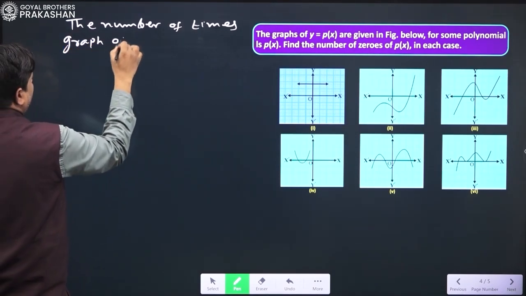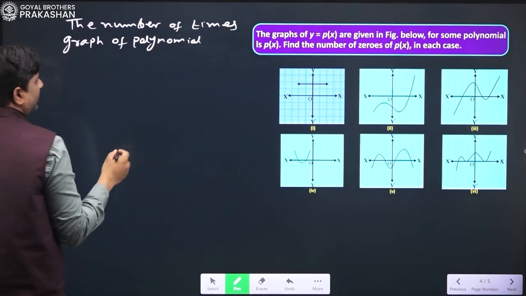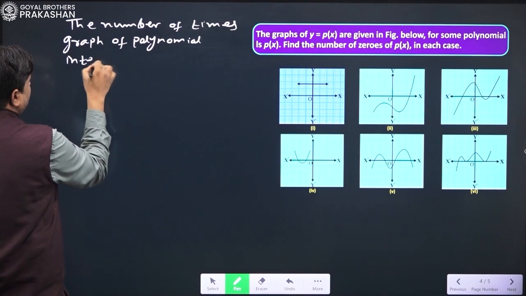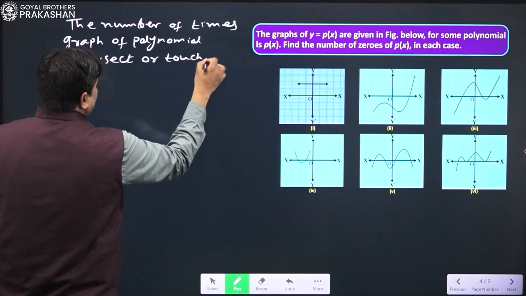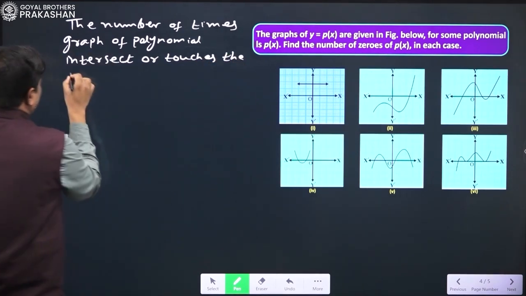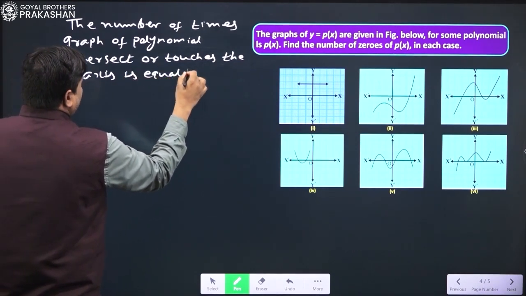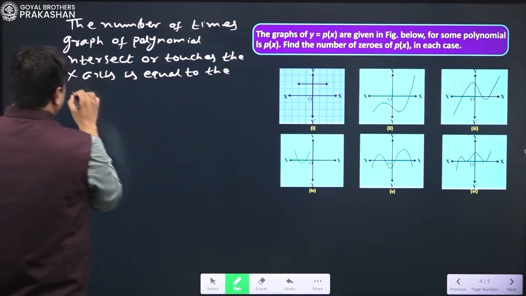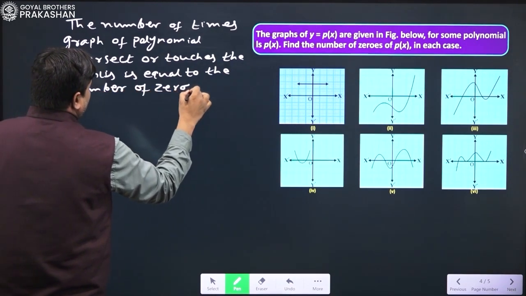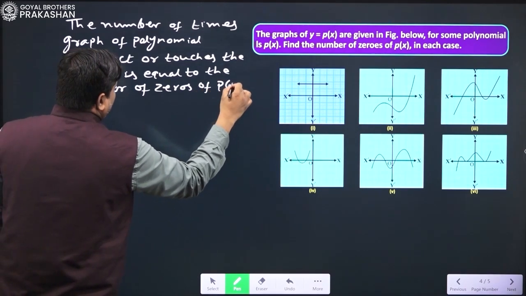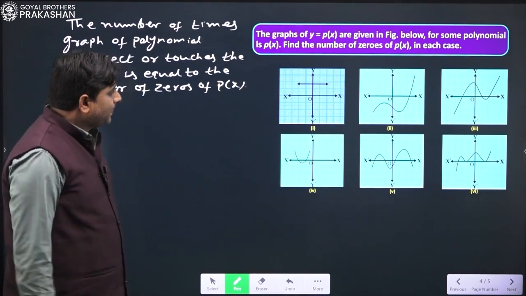the graph of a polynomial intersects or touches the x-axis is equal to the number of zeros of the polynomial p of x. So this is the concept we have to use in this question.